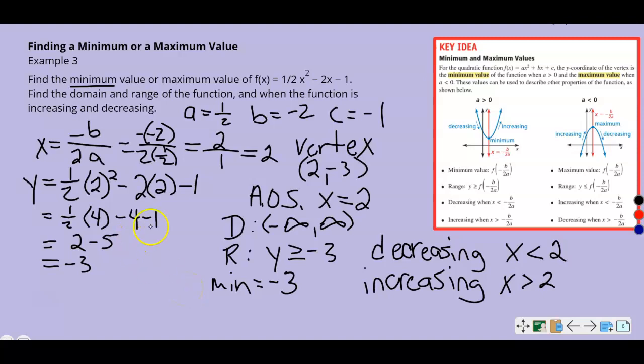All right, so looking at a lot of key characteristics of a graph, you can figure out a lot of things just by evaluating the function and looking at the vertex and the axis of symmetry. That will help you figure out the domain, the range, the maximum, the minimum, and where it's increasing and decreasing on the graph. It would be good to graph this and then you can visually see all of these things and hopefully they make sense.